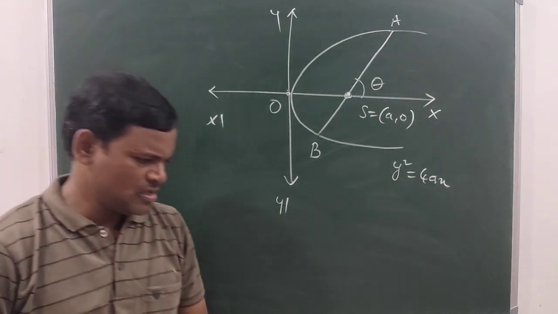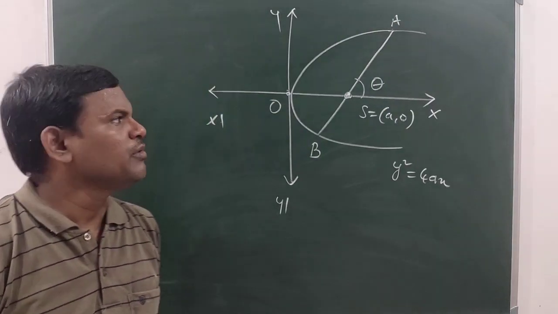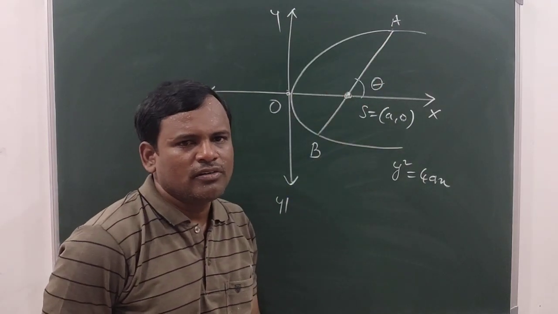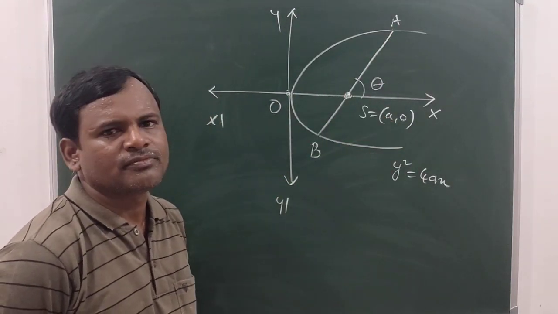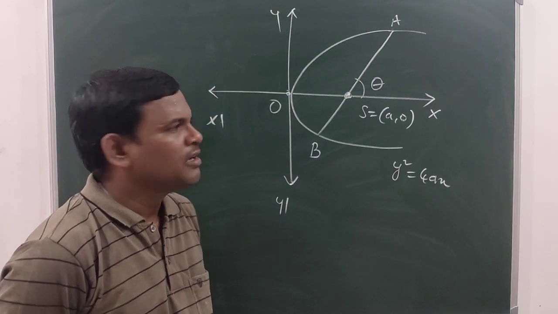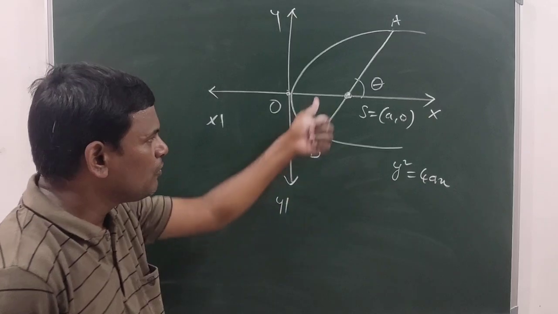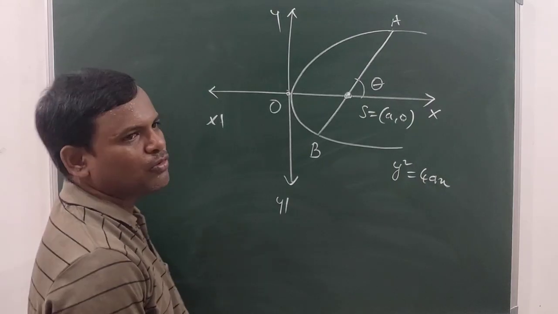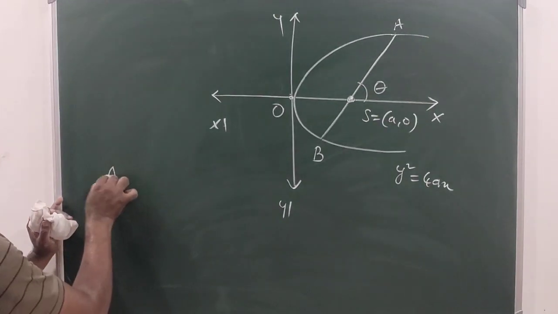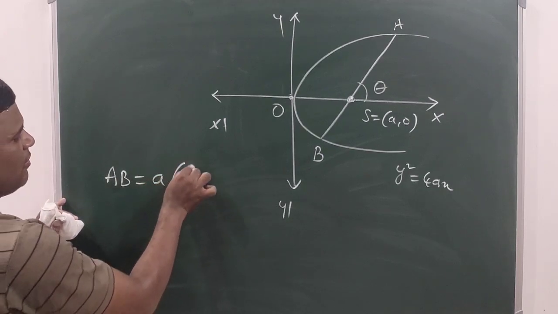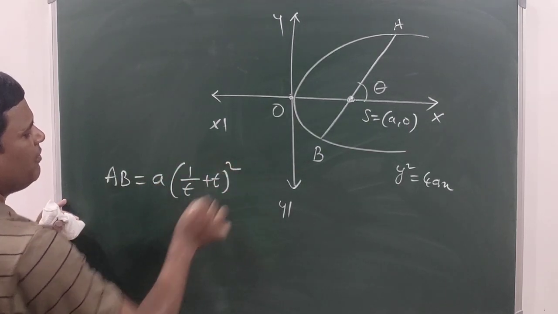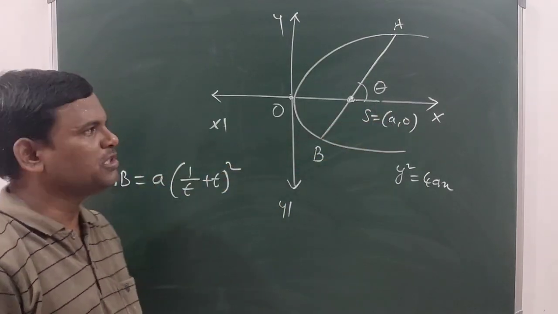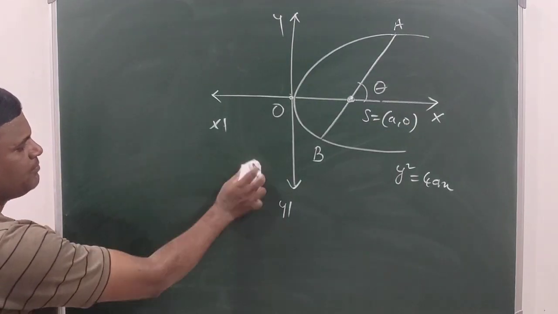Okay students, what would you have to calculate here? The length of the focal chord, which is making an angle theta with the axis of the parabola. Now find its length AB. How do we find it? It is a focal chord, no? So whose length, how much have we got? AB as a of 1 by t plus t whole square we got. But we want this length in terms of this theta. How much is this? Tell me.